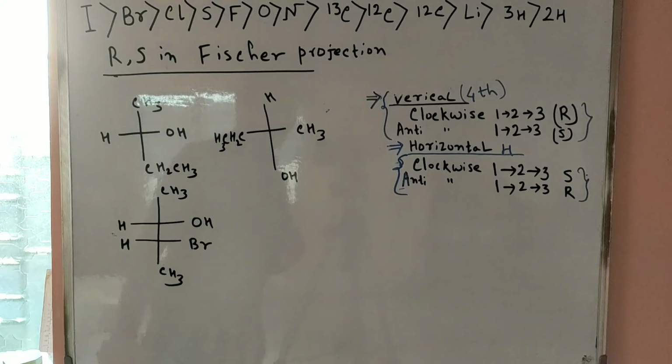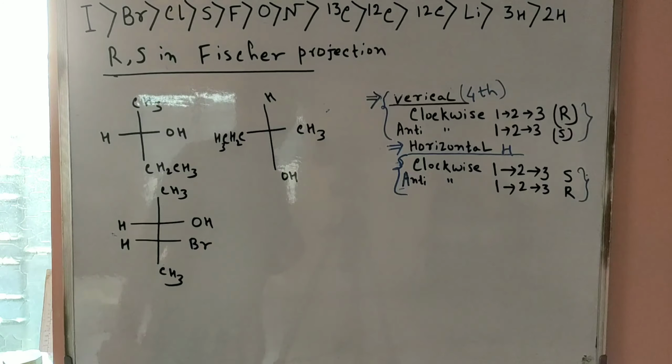In the case of our second center, bromine is 1, then this is 2, this center atom is 2, this one is 3, and this one is 4. So 1, 2, 3, the rotation is anti-clockwise. So for this center we can easily say R. Now we discuss different problems in this discussion.